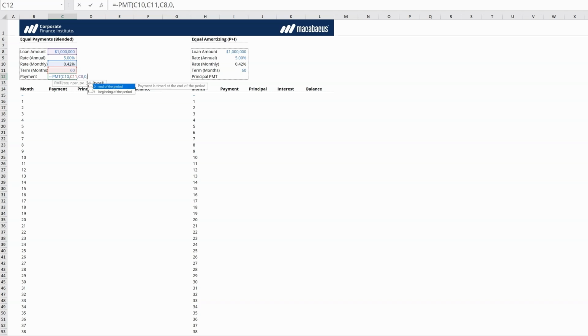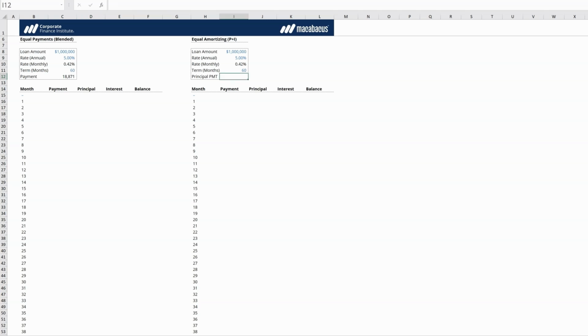And at the end, you have the option to do end of period or beginning of period. We're going to use 0 for end of period. And we're going to do it on the other side, just for consistency purposes. So now we have an actual payment amount, but this is showing as blue, which is an input. That's incorrect. We want that to be black because it's actually a formula. So we're going to use Control semicolon, which is a Macabacus shortcut to toggle between blue and black.